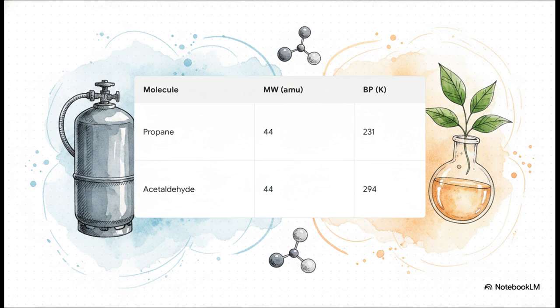Yet propane boils at a freezing 231 Kelvin, which means it needs heavy, pressurized steel tanks just to keep it liquid on the farm. Meanwhile, plant-based acetaldehyde boils at 294 Kelvin, meaning it sits happily as a liquid at room temperature. If they weigh the same, why the massive difference in behavior?